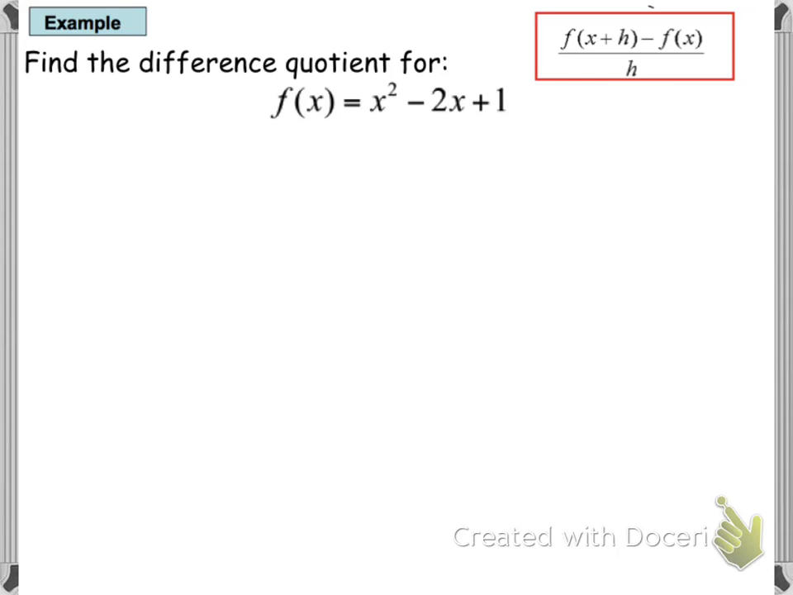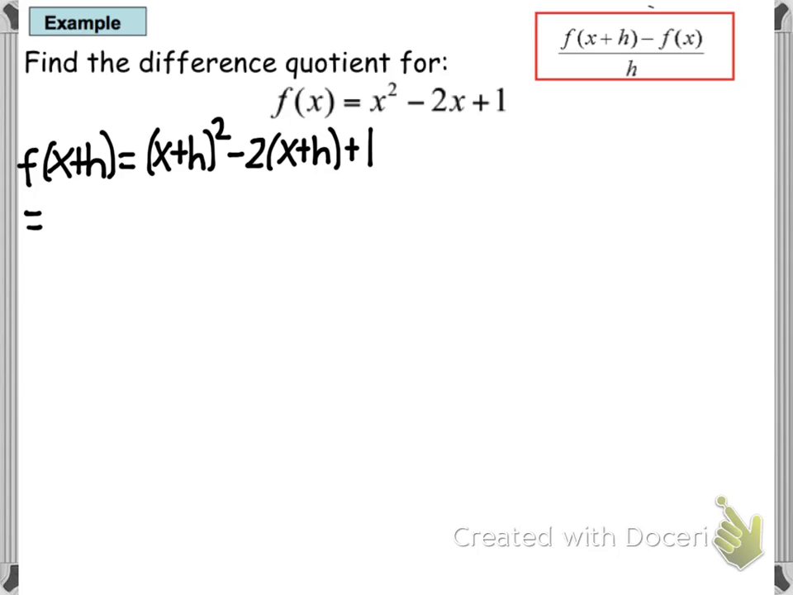Our original function has a little bit more going on. We have x squared minus 2x plus 1. So as always, I recommend starting on the side of your paper by finding f of x plus h. This is usually the hardest part in these difference quotients. Now in this case, it's a little bit more complicated because we're squaring x plus h, we're subtracting 2 times x plus h, and then we're adding 1.